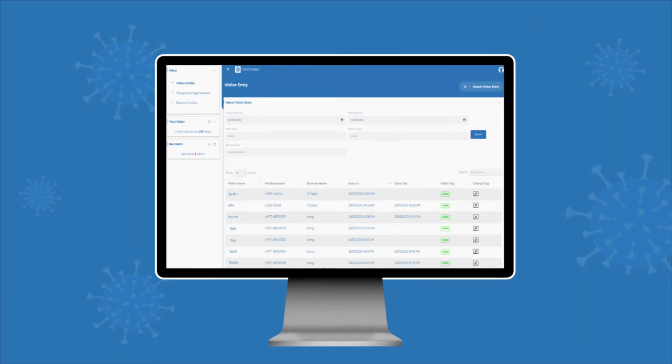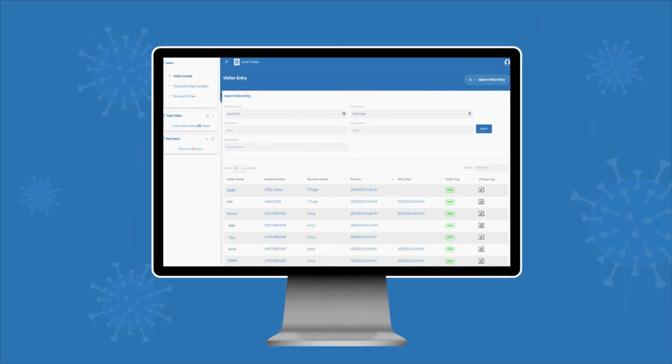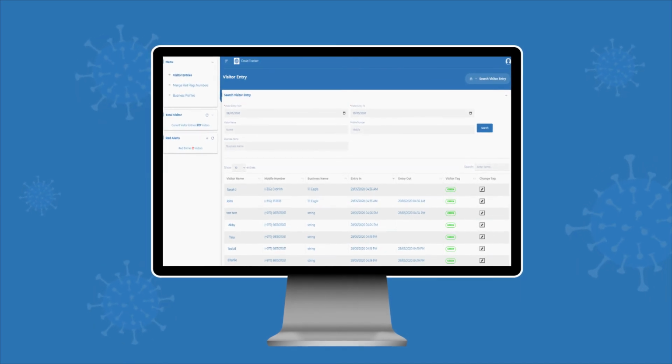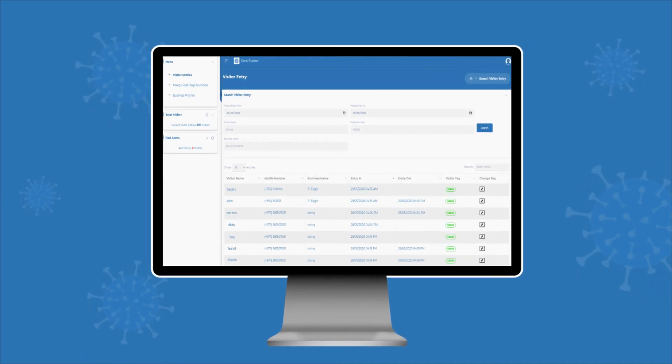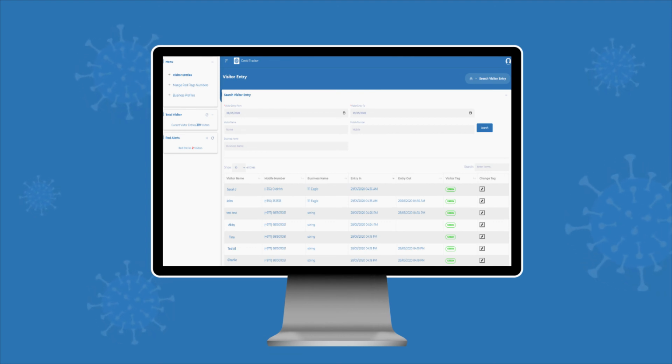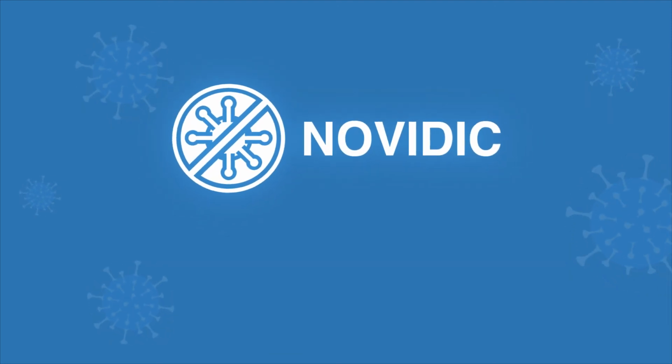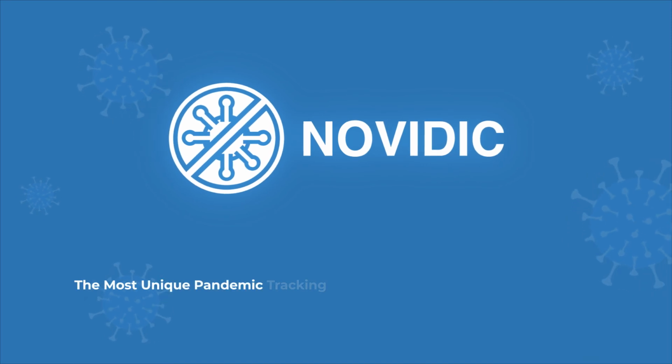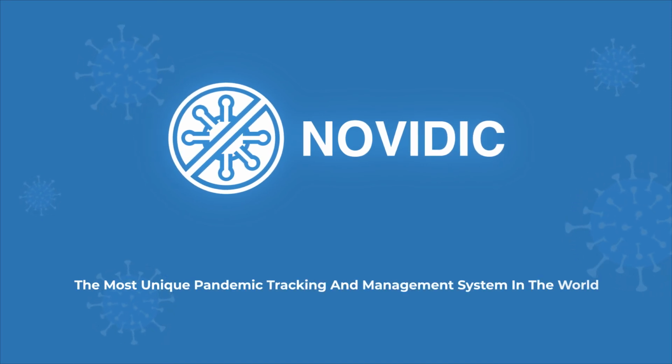There are advanced search tools and filters available in the system. NOVIDIC gives confidence to healthcare agencies to control the situation by quick response and a more practical approach to face the outbreak. No COVID by NOVIDIC, the most unique pandemic tracking and management system in the world.